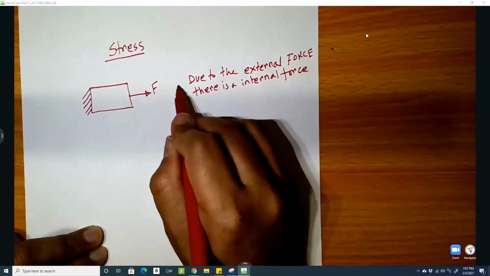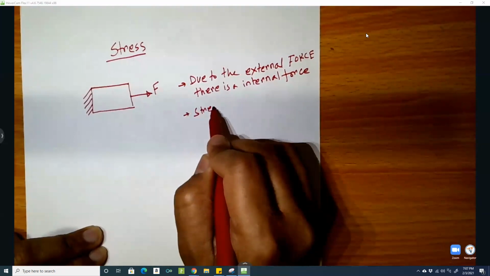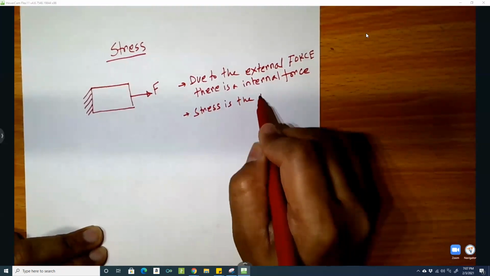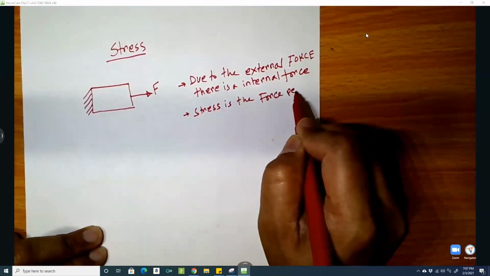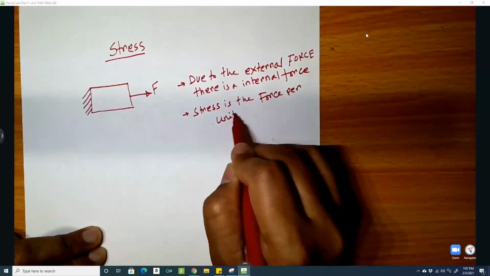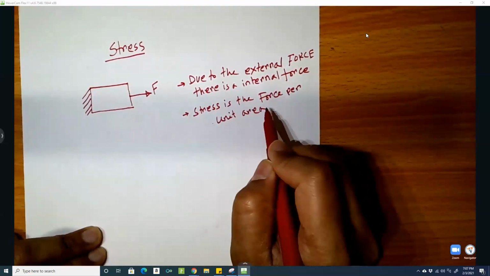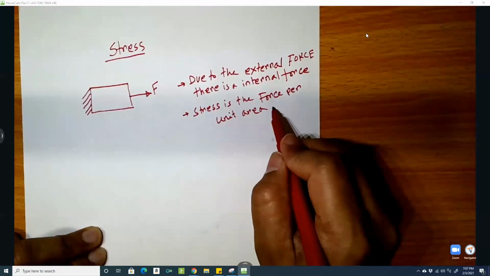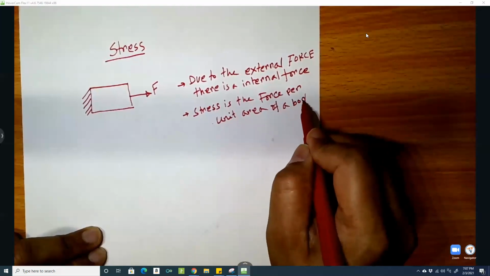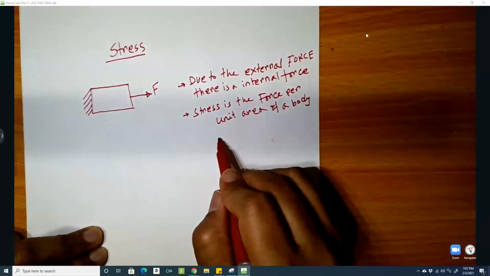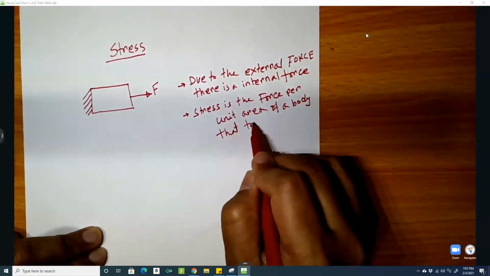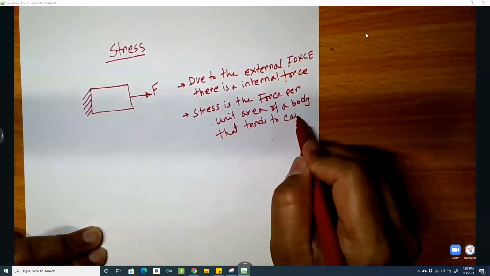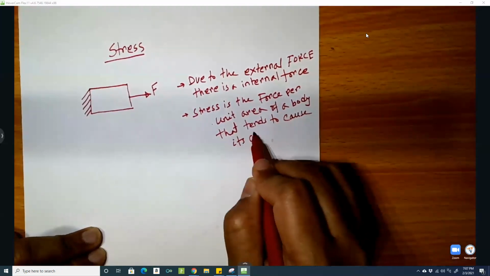And the stress is the force per unit area on a body that tends to cause its change.